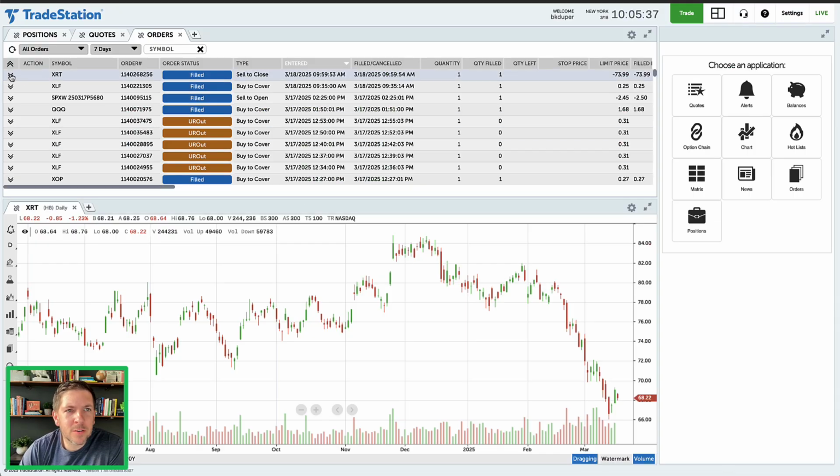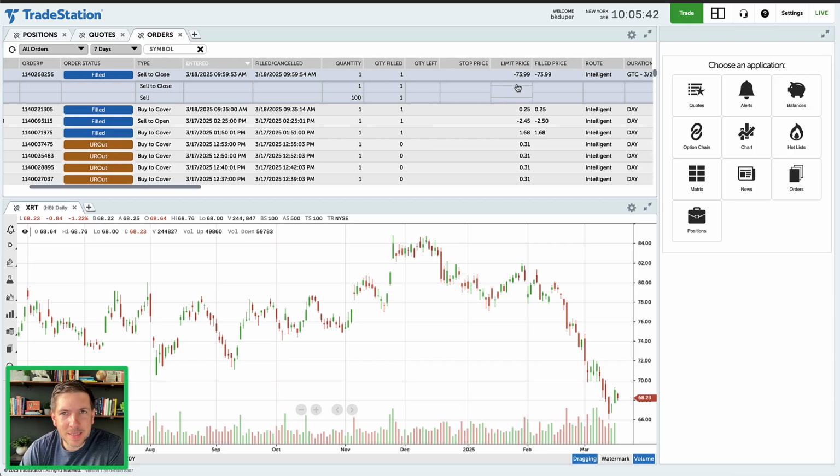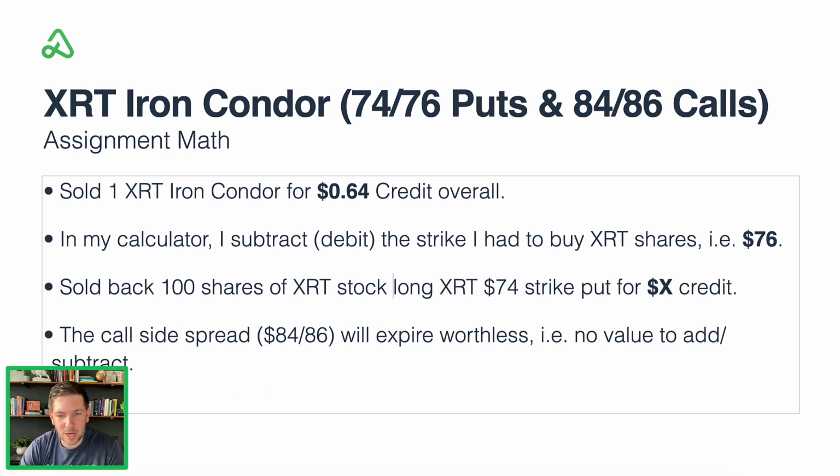Now, when we go back over here to our orders, sometimes you can see the actual prices of the individual legs that you got into, but this time we didn't see that with TradeStation. They don't show those individual prices when you do a combined order, so you just know the total, but it'd be safe to assume that you sold the stock basically at market price wherever it was, and then you of course sold the option contract for something close to market price to get that net difference here. So when we go back to our slides, we basically sold back the 100 shares of long stock and the long 74 strike put for a total of $73.99 credit. That was, again, the value there, just a penny off from that.